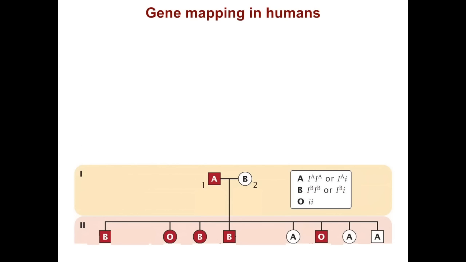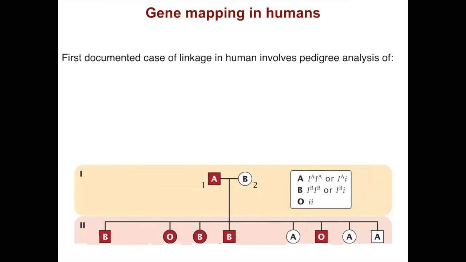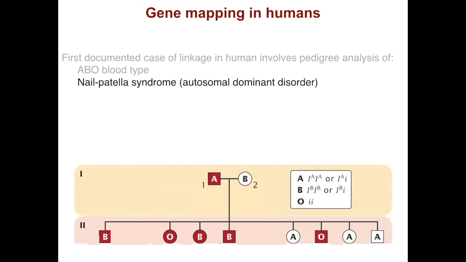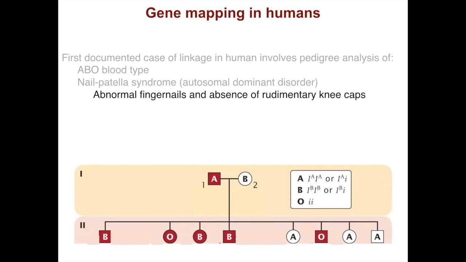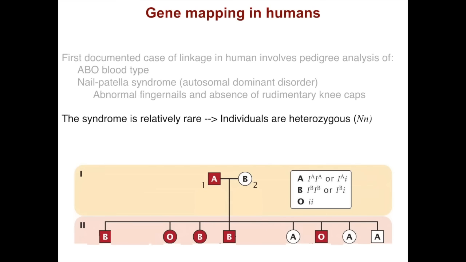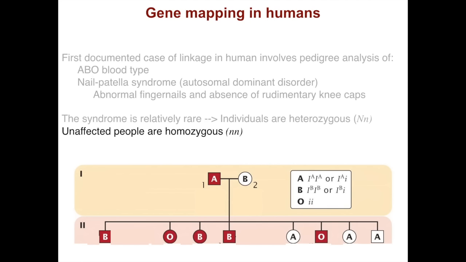Gene mapping in humans is a little more complicated and has relied upon pedigrees. The first documented case of linkage in humans involves the pedigree analysis of ABO blood type and nail patella syndrome, which is an autosomal dominant disorder. This causes abnormal fingernails and an absence of rudimentary kneecaps. This syndrome is relatively rare. Affected individuals are heterozygous, obviously, because it's an autosomal dominant disorder. Unaffected people are homozygous. What was interesting about this case is that there was a linkage between ABO blood types and the nail patella syndrome.